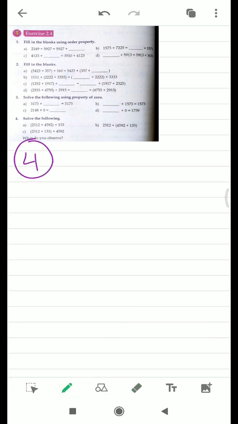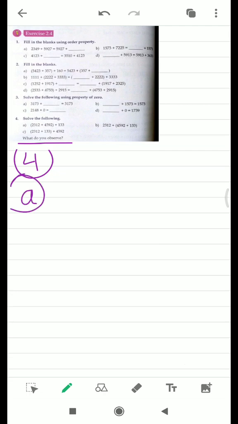Question number 4. Now here is question number 4. Solve the following. They have given you the same three numbers in a different way. These three numbers have been grouped in three different ways, and you are being asked to solve them and conclude. What do you observe? After doing these sums, what do you observe from their behavior? What do you conclude from their sum? So let's do it and see what we observe.